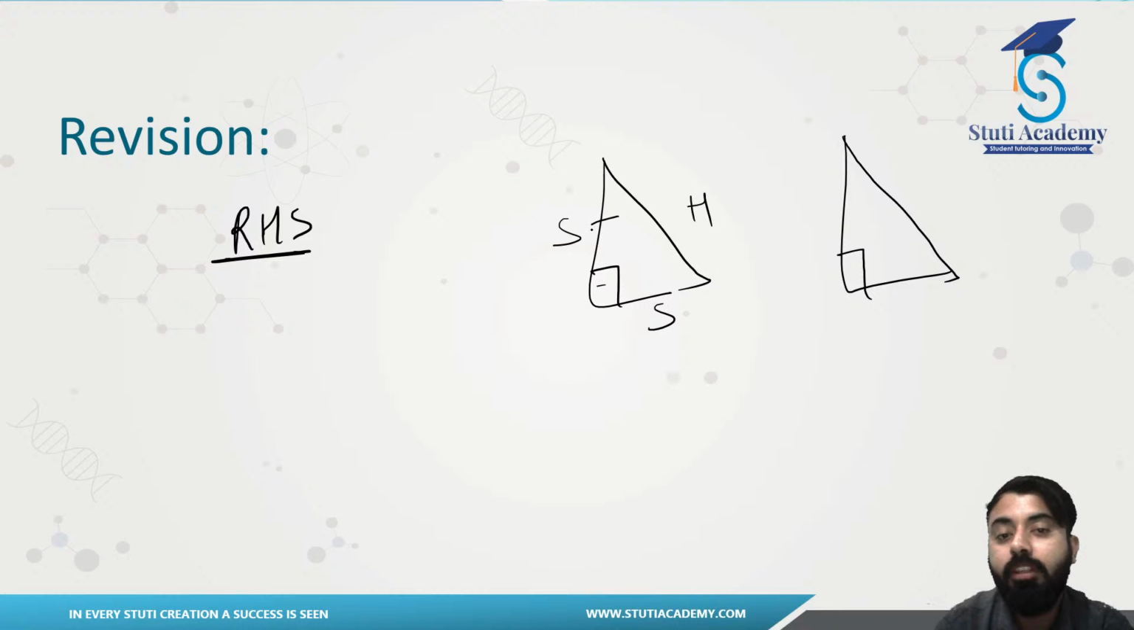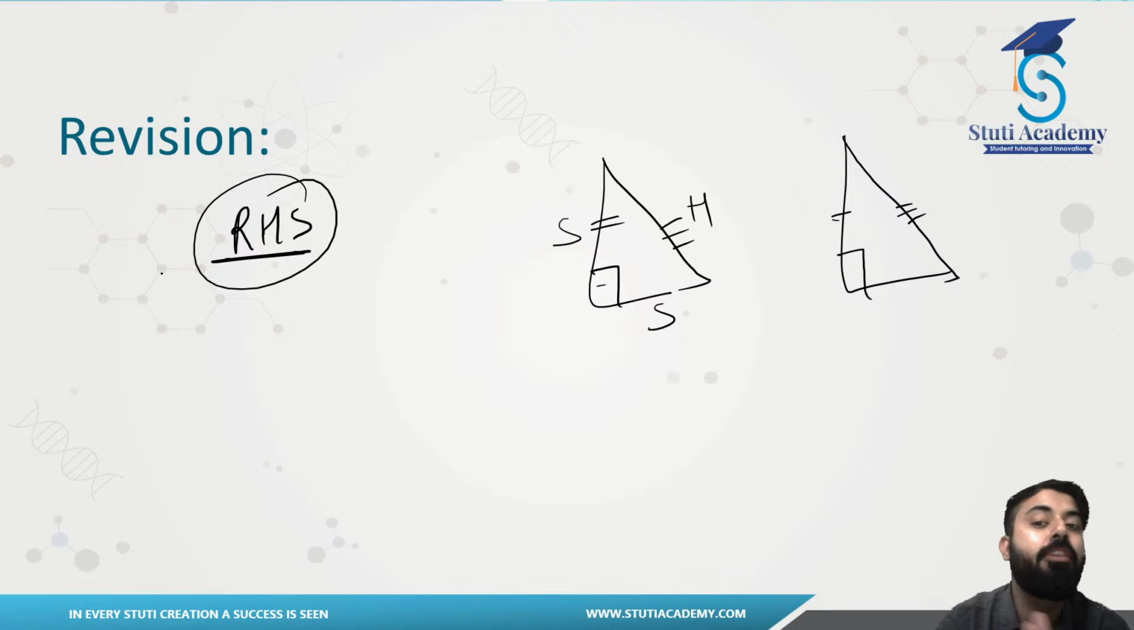That means if this side is equal to that one and the hypotenuse is also equal, then you will be using the RHS congruency criterion, which is the right angle hypotenuse side criterion. I will be explaining this today, most probably. With that being said, I hope you are able to recall everything. We have just consumed 10 minutes on this revision.